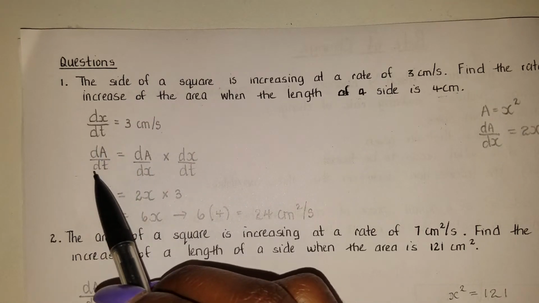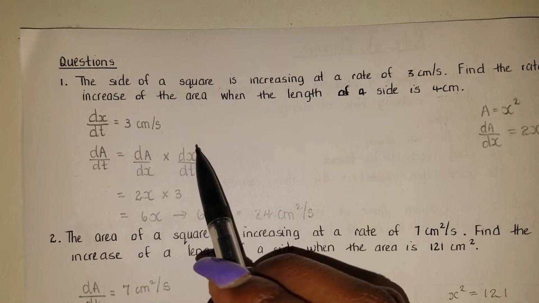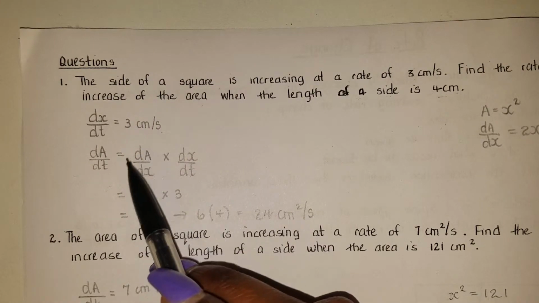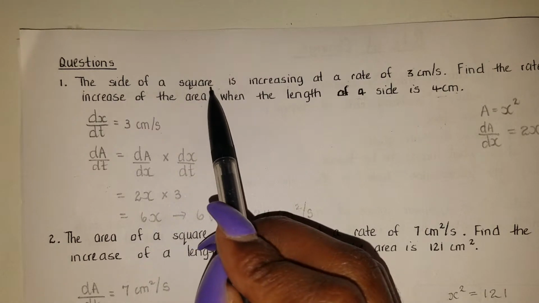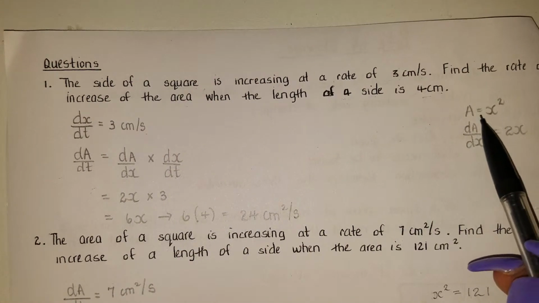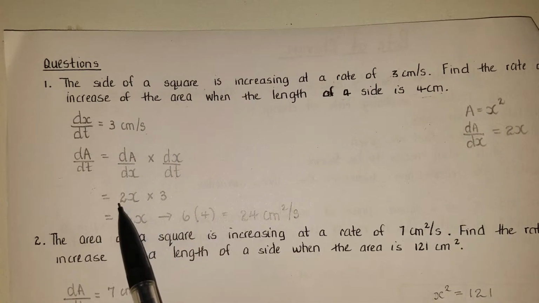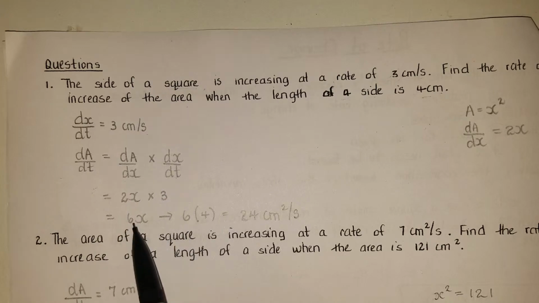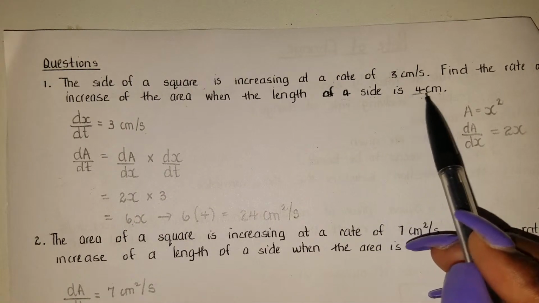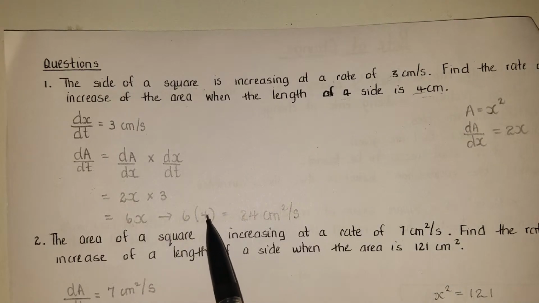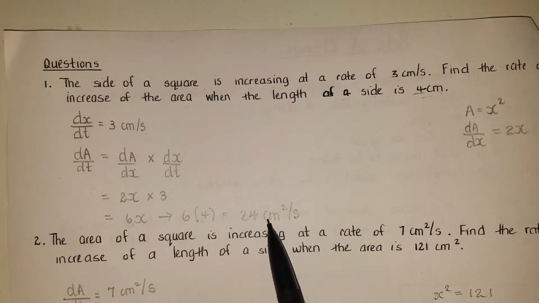So once again, we have our formula. dA/dt equals dA/dx times dx/dt. dA/dx is once again 2x because we're dealing with a square, and that's from differentiating the x squared. dx/dt was given as 3, so when we multiply them, we get 6x. In the question, the length of the side is 4 centimeters, so we substitute the x with a 4, giving us an answer of 24 centimeters squared per second.